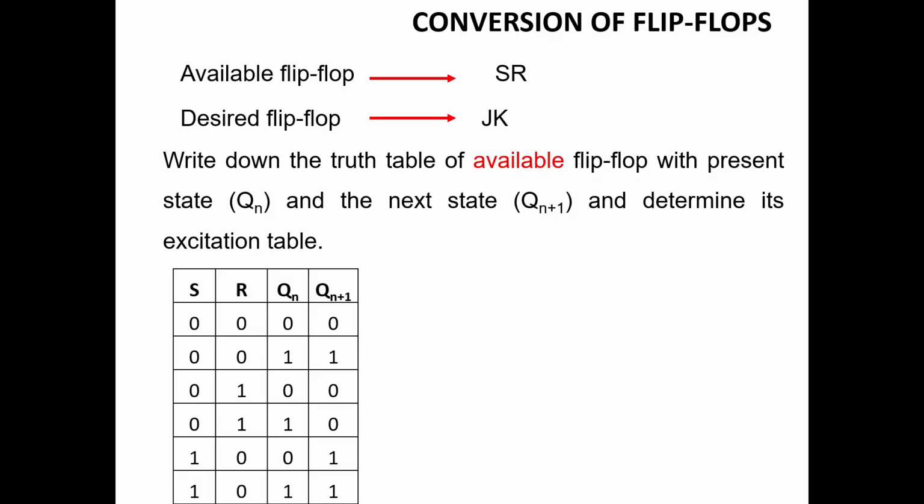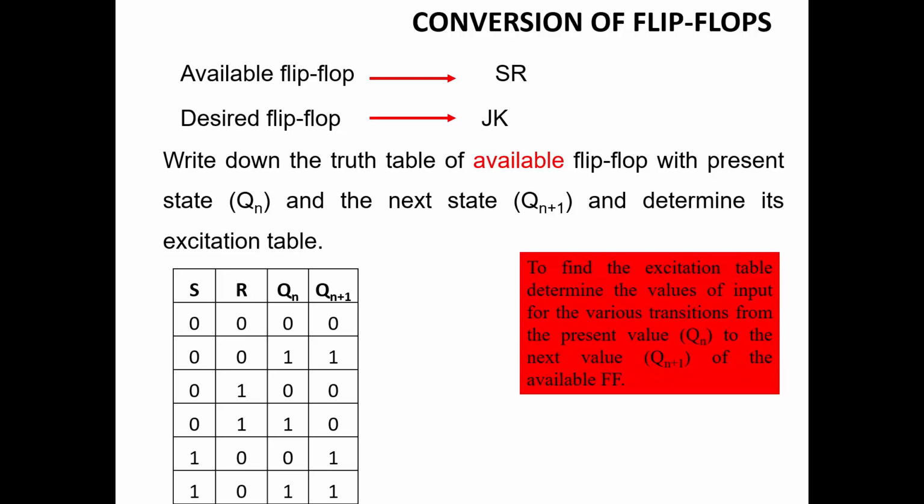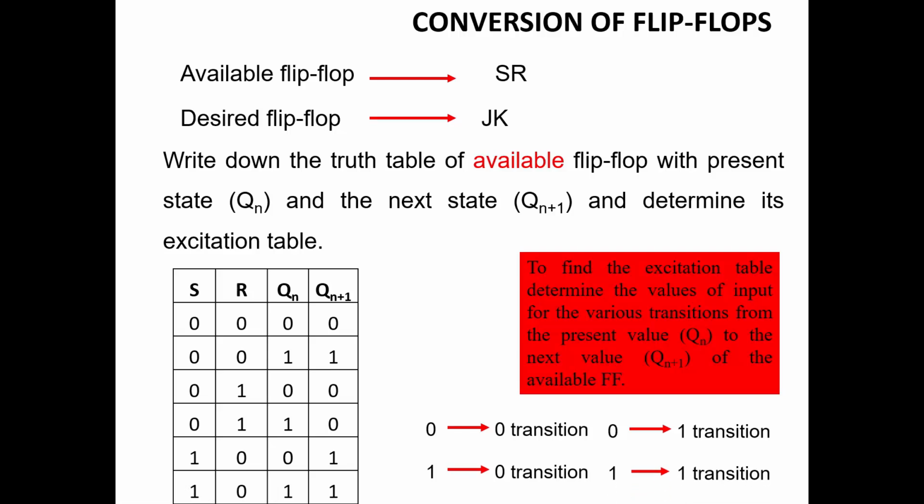Now we have to find out the excitation table. To find the excitation table, determine the value of input for the various transitions from the present state Qn to the next value Qn+1 of the available flip-flop. The transitions are 0 to 0 transition, 0 to 1 transition, 1 to 0 transition, and 1 to 1 transition.